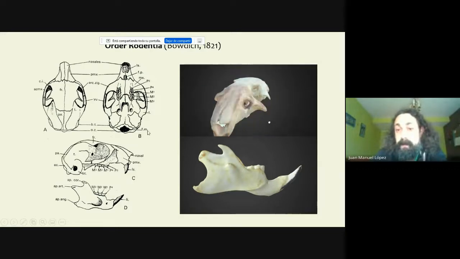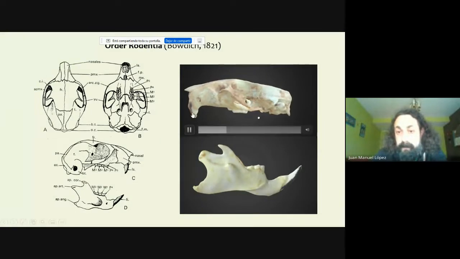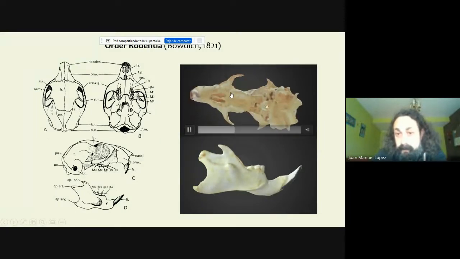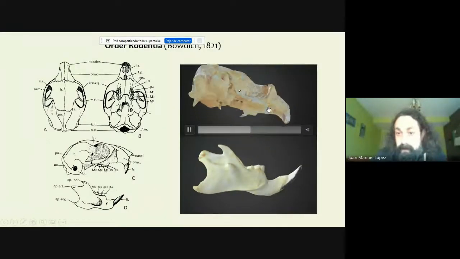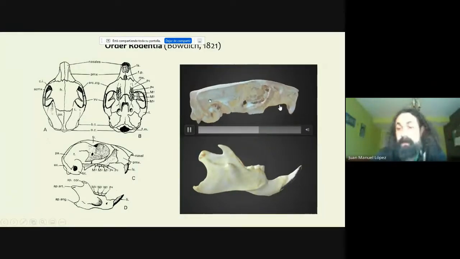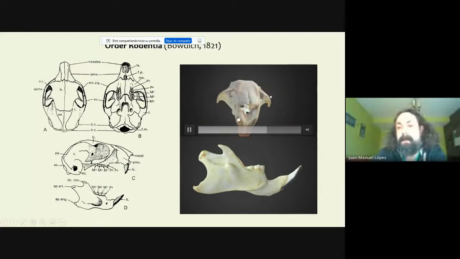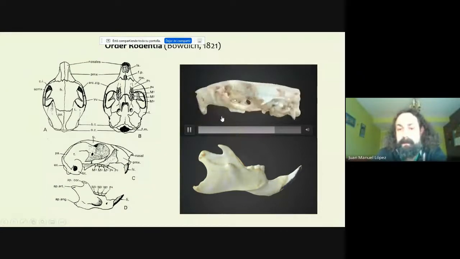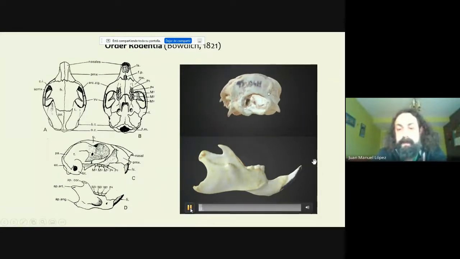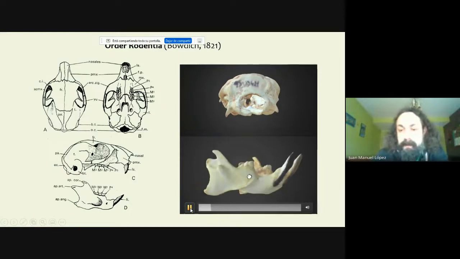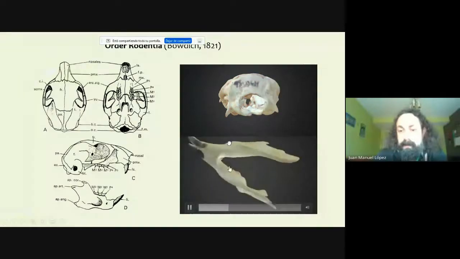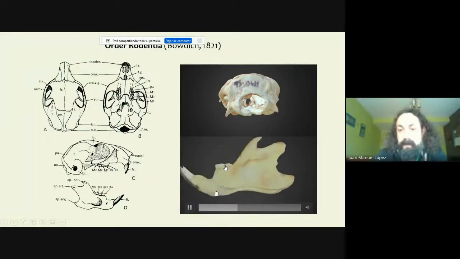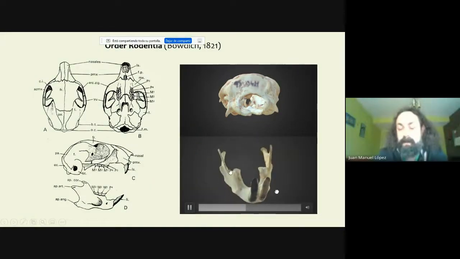You can see here a cranium of a rodent with the incisive here, and here you can see more or less three molars. And this gap between the incisives and the molars is called the diastema. It's the same for mandibles. They have the incisives, the diastema, and after that the molars: 1, 2, 3.